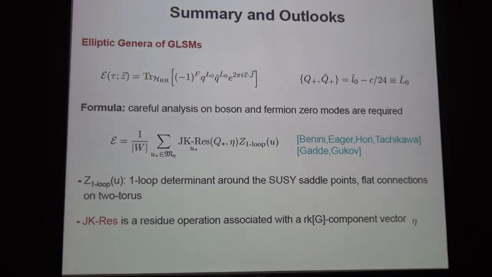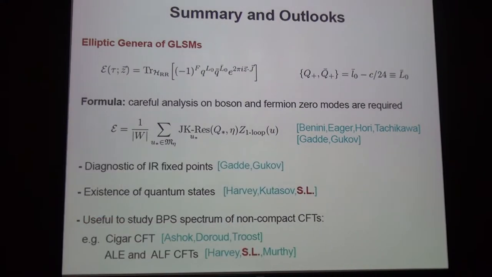So one thing I want to emphasize here is that, of course, using this new exact result, we can reproduce the known results in the literature, something like the elliptic genus of the quintic Calabi-Yau manifold. But we can also use this exact result to do something new. For instance, there is a paper by Gadde and Gukov who used this exact result to understand whether a given supersymmetric QCD preserving (0,2) supersymmetry has an IR fixed point.